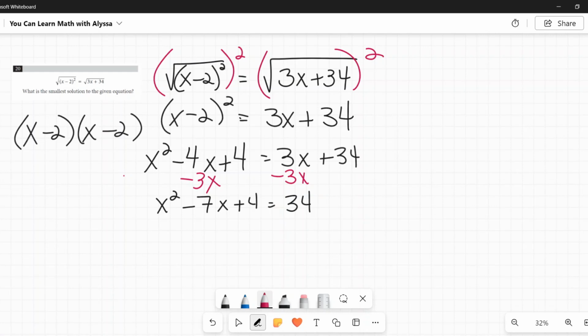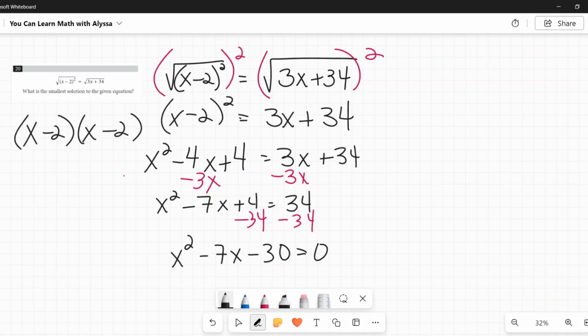So I'm going to subtract 34 from both sides, and I get x squared minus 7x minus, wow, I wrote 7, 4. Sorry. Minus 7x minus 30 equals 0. So now x squared minus 7x minus 30 equals 0.